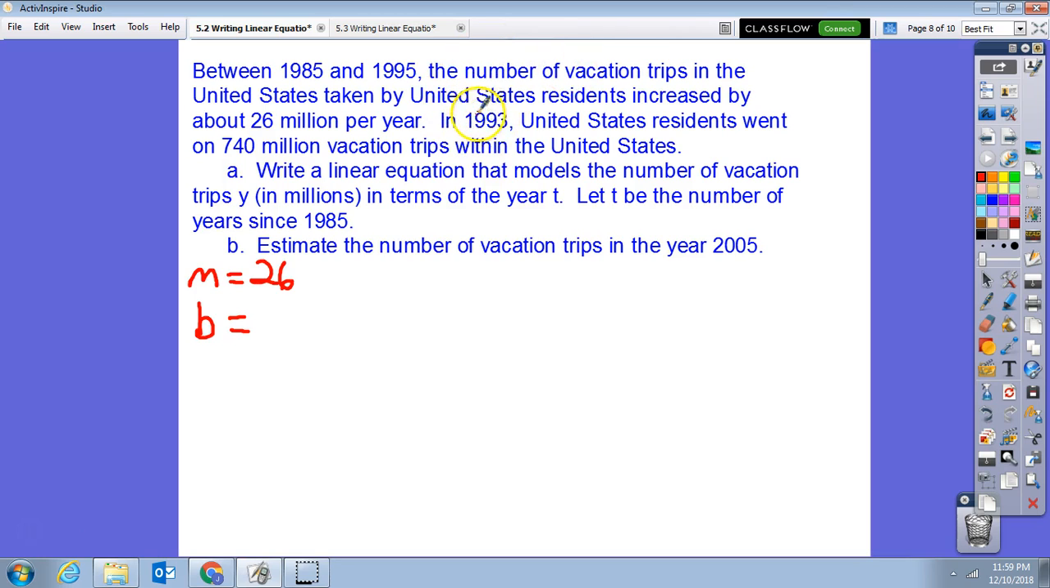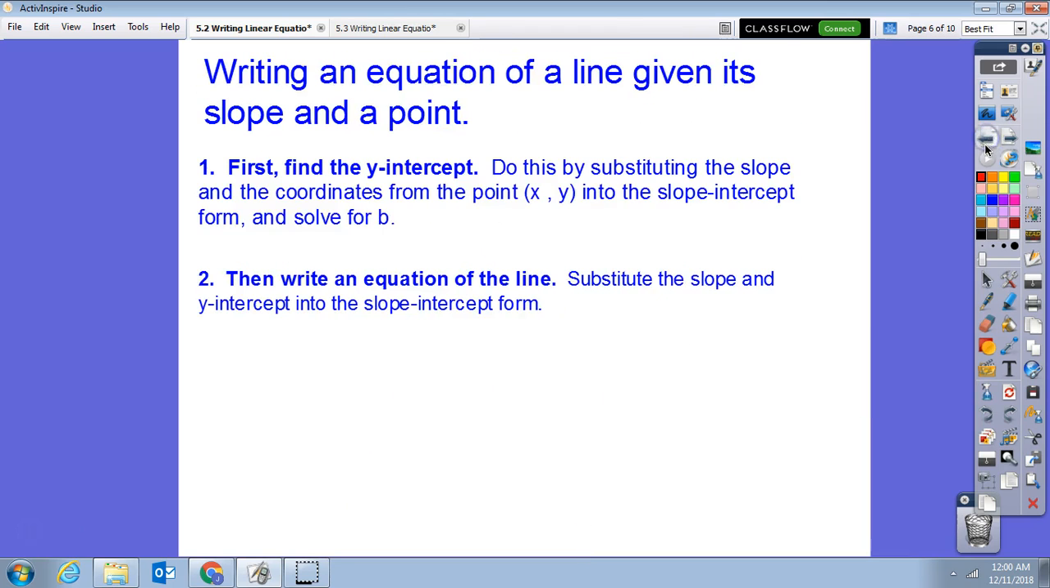So it says in 1993, United States residents went on 740 million vacation trips within the United States. Is that my beginning amount, 740? No. In 1993, this is how many trips were taken. 1985 is the beginning. Notice it also says down here, we're going to let t, or in our case, we're going to use x, be the number of years since 1985. This is the beginning year, so that's not the beginning amount. So that is my other point, just like I had on this problem.